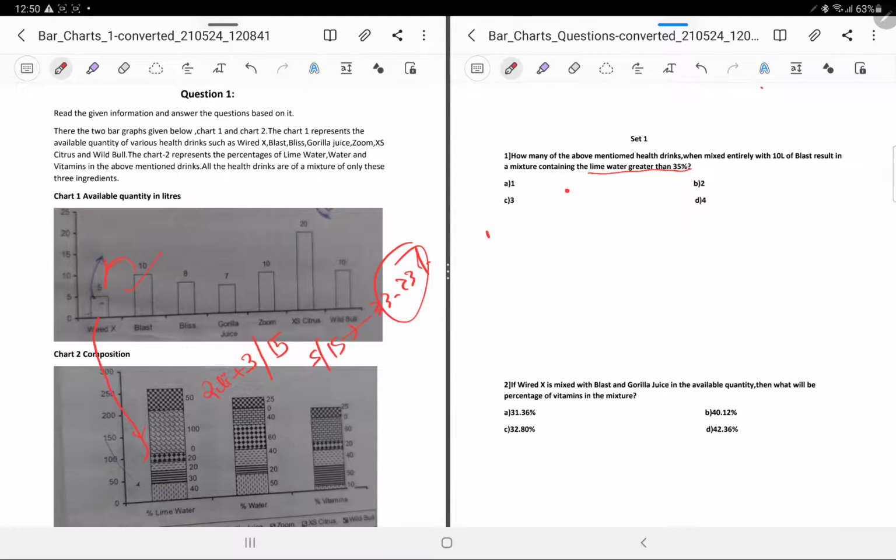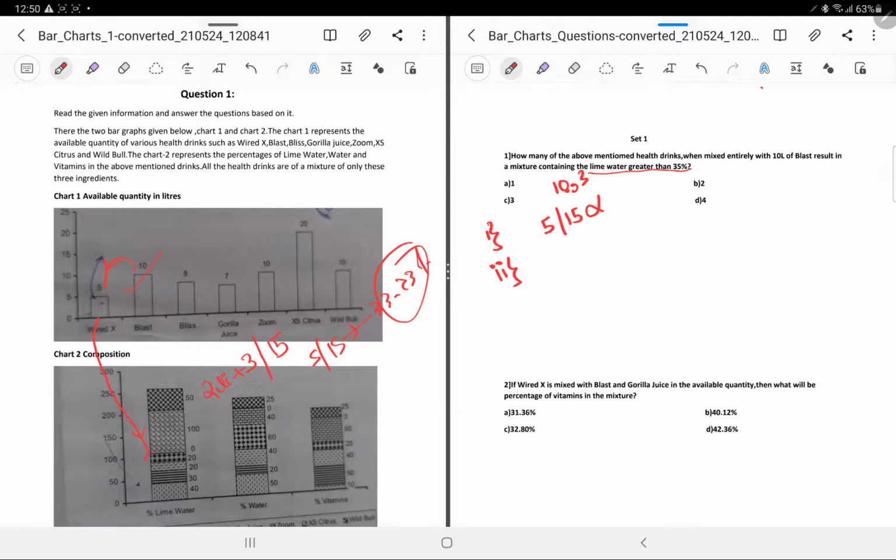So for the first drink, that is Wired X. We are aware that 10 is this and 3 is this. So when Wired X is mixed, 15 is the total. And if you try to see this, what is the amount of the lime water? This is 3 plus 40% of 5, and this is nothing but 2. So 5 by 15. So this is not in the list.